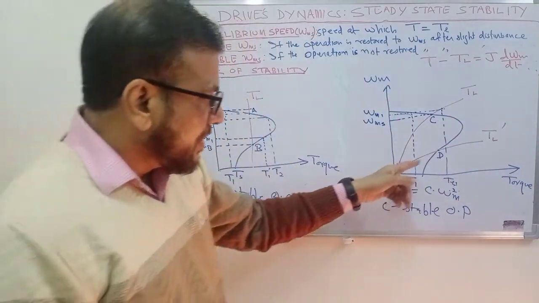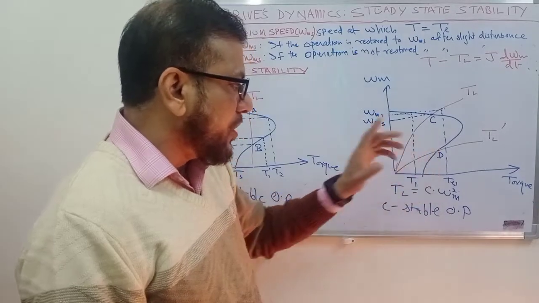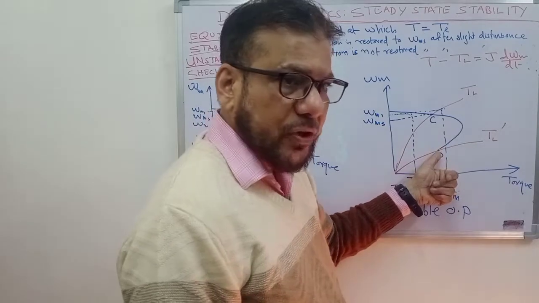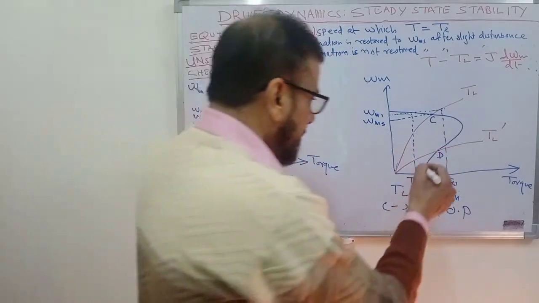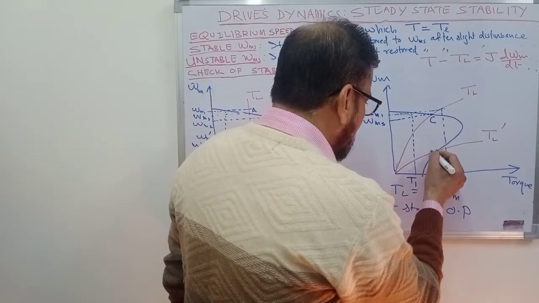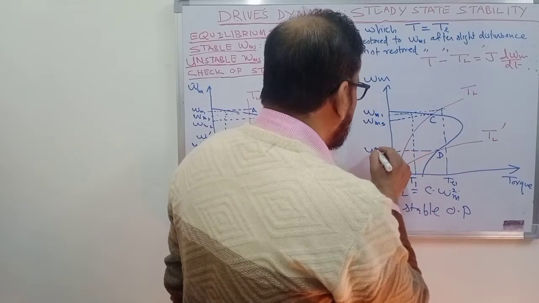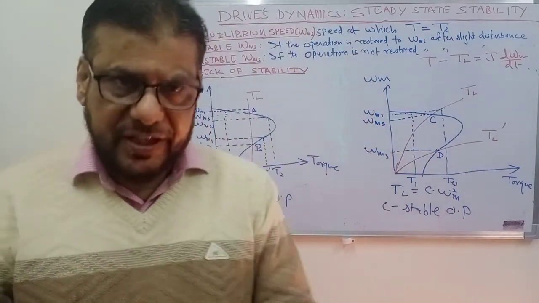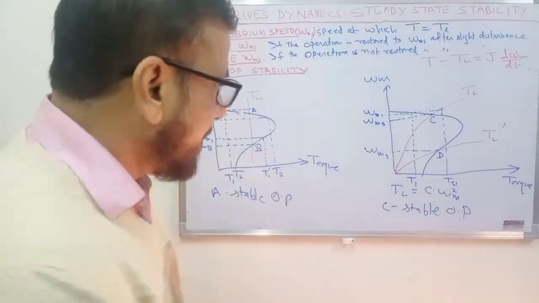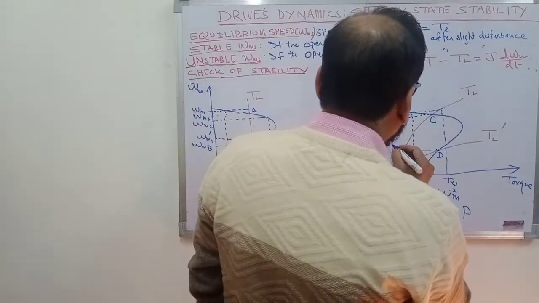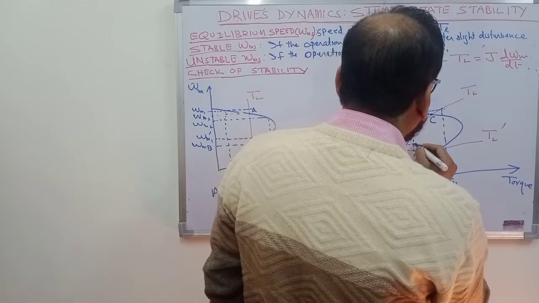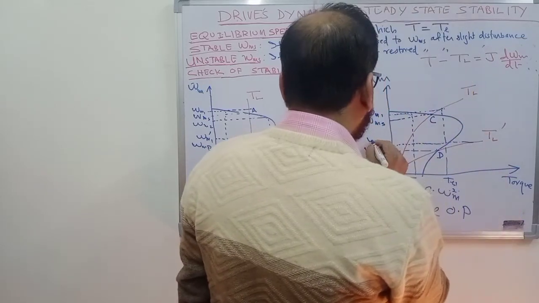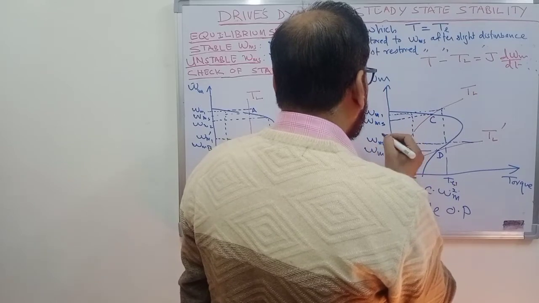Now let us see the operating point D. If the load torque has this characteristics, then this will be the operating point. So let us check whether this point is stable or not. As per our knowledge, this should be unstable operating point. Let us check whether it is correct or not. So we increase the speed slightly to see what happens. Increase the speed to omega m1, say omega m1 dash.